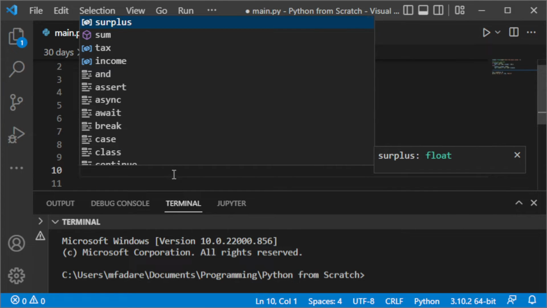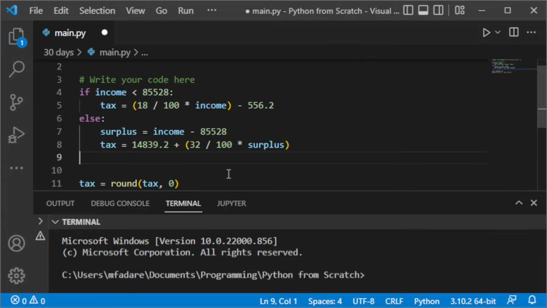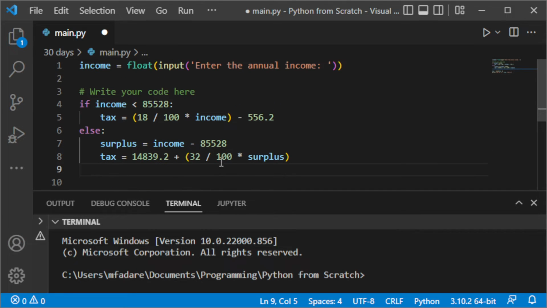There's still one more condition. Oh, sorry about that. Somebody in the chat box was telling me that they could not see what I was typing. Okay, sorry. So I was saying that if income was less than this, then our tax should be 18% of the income minus this amount.